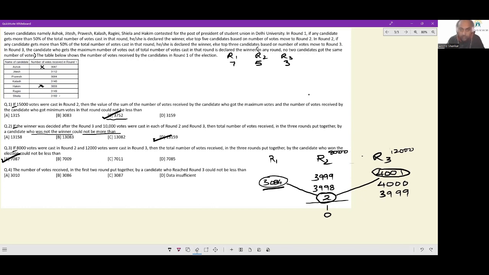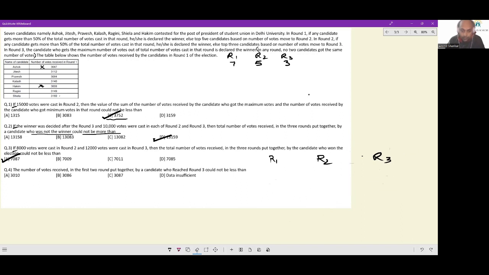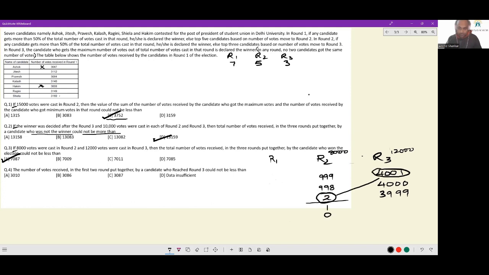Okay. And now the last part. Let me get rid of this working all over again. The number of votes received in the first 2 rounds put together by a candidate who reached round 3 could not be less than. I should not have deleted the working. I can bring that working back because that is precisely what we had done for the previous question as well. Look at our Pravesh. The number of votes received in the first 2 rounds put together by a candidate who reached round 3. You are reaching round 3 and you have to get minimum number of votes.